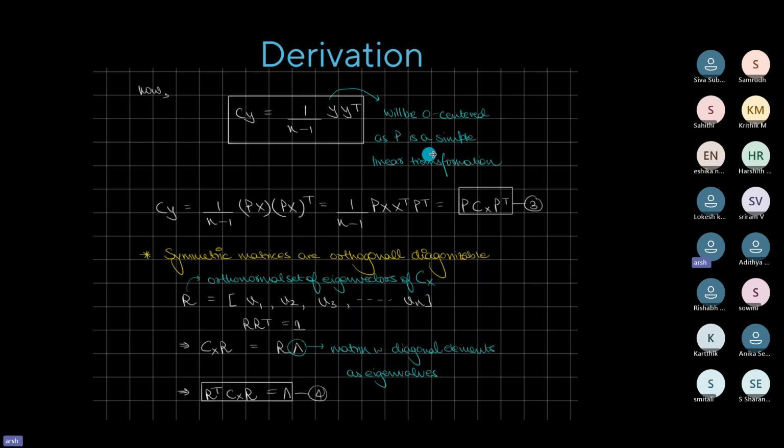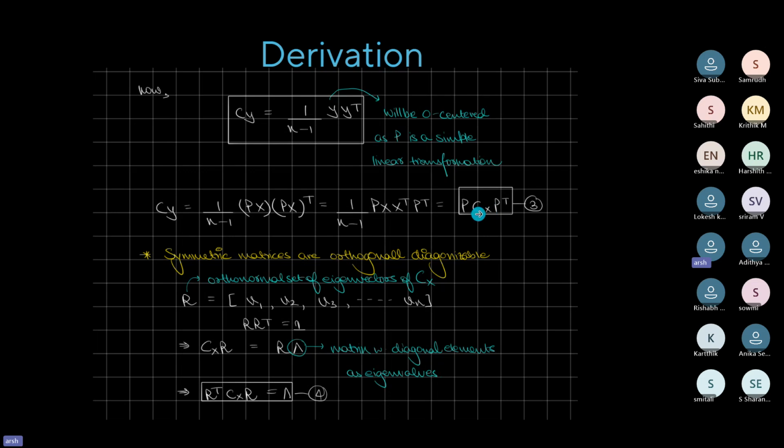So P is a simple linear transformation. Then you substitute Y as PX, and you get P X X transpose P transpose. So you get P Cx P transpose. As you can see, X X transpose over n minus 1 was the covariance matrix of X that we defined. So the covariance matrix of Y is P Cx P transpose.